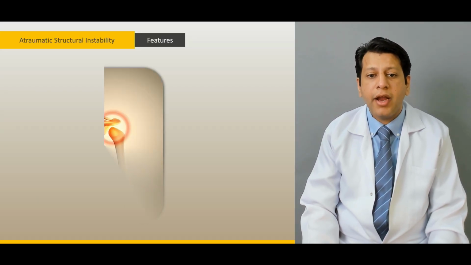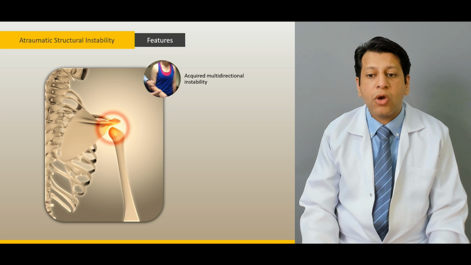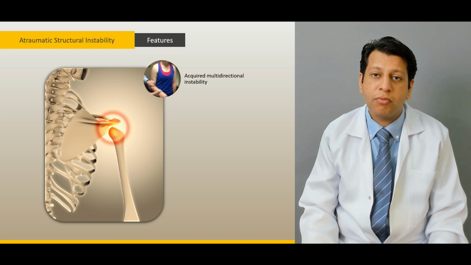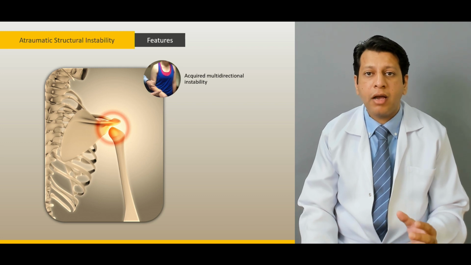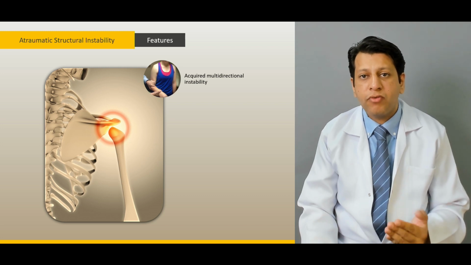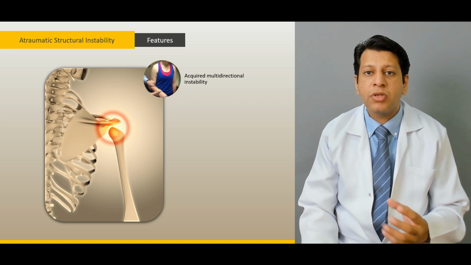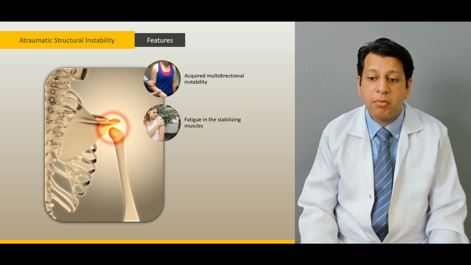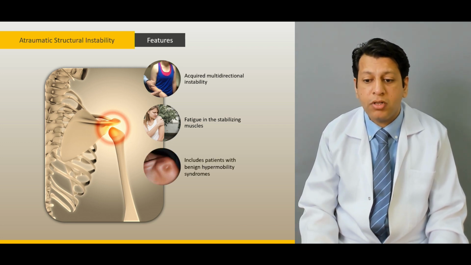Coming to the features, in atraumatic structural multidirectional instability, most commonly it is acquired multidirectional instability. Why am I calling it acquired? Because this may be secondary to some form of trauma which happened and was treated, but later the capsular laxity and tear which may have occurred along with it, provided there was also an associated rotator cuff injury which was not properly addressed, may produce a multidirectional or global instability in which the head can go in any direction. Or it may result in fatigue in the stabilizing muscles, where the muscle patterning is really not normal.